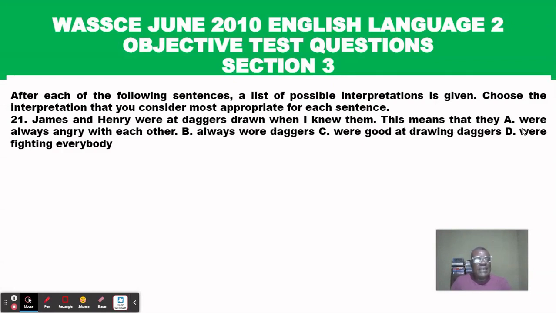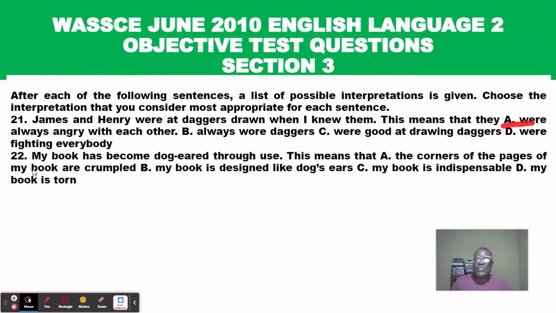This means that they, A, were always angry with each other. Most likely, yeah. B, always wore daggers. No. C, were good at drawing daggers. No. D, were fighting everybody. No. A is the appropriate option because it has to do with anger. They were always angry with each other. That's the appropriate interpretation.